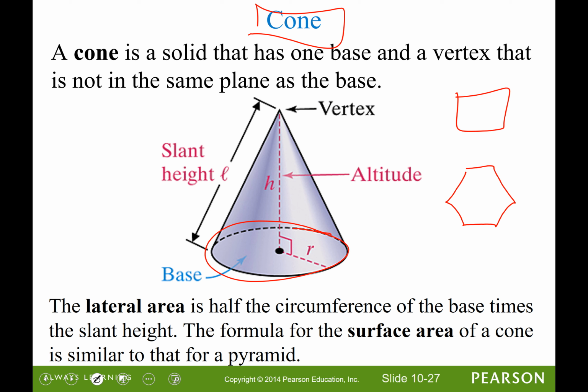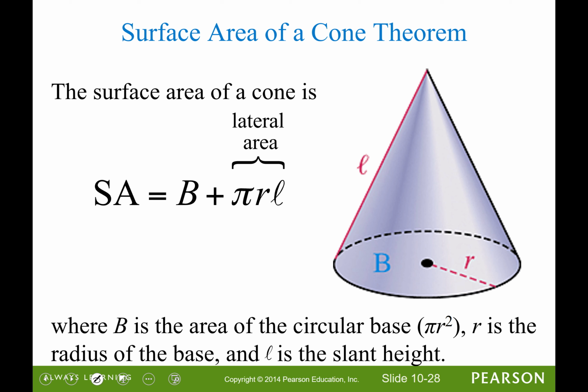The lateral area is half the circumference of the base times the slant height. So that would be our lateral area equals half of the circumference of the base times the slant height. So that would be like this, circumference of the base times the slant height divided by 2, because it says half of that. And the formula for the surface area of a cone is similar to that of a pyramid, except we're going to take that capital B and put it in terms of pi because our base is a circle. All right, let's see those formulas now.